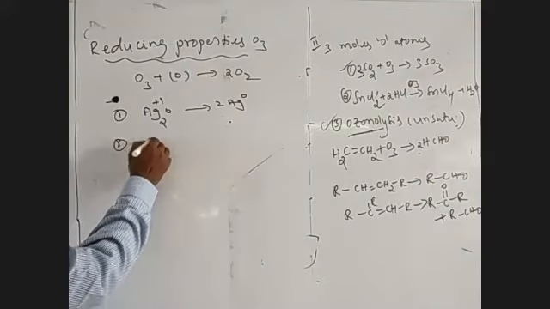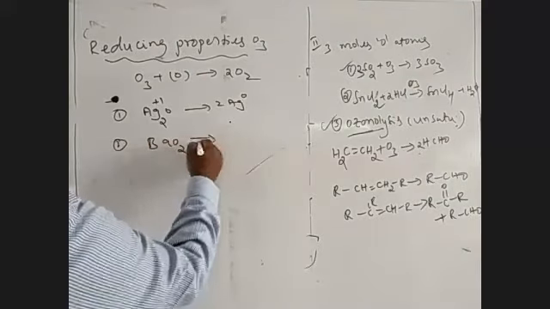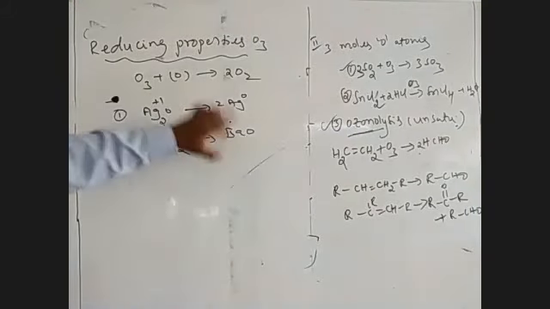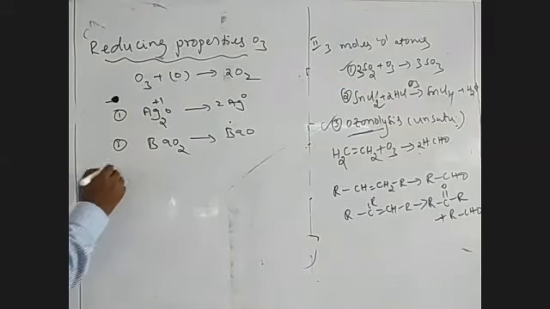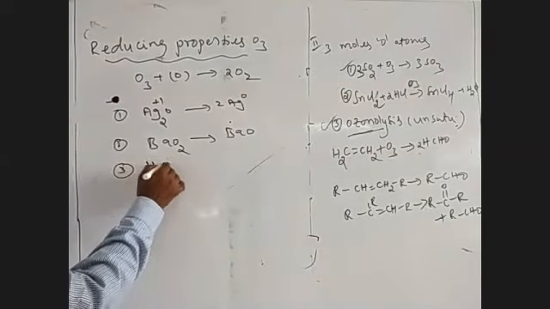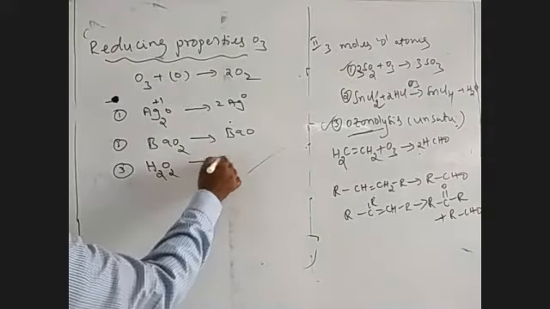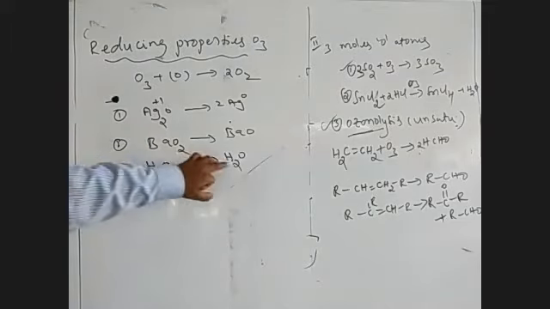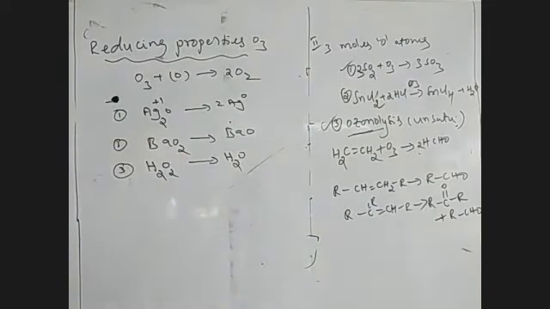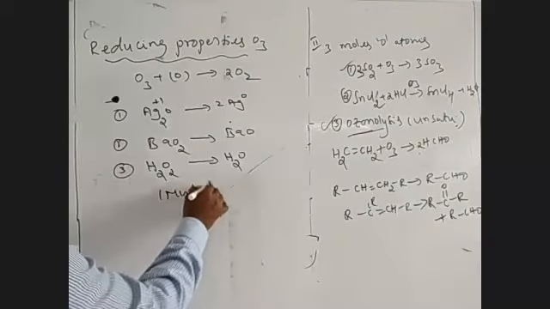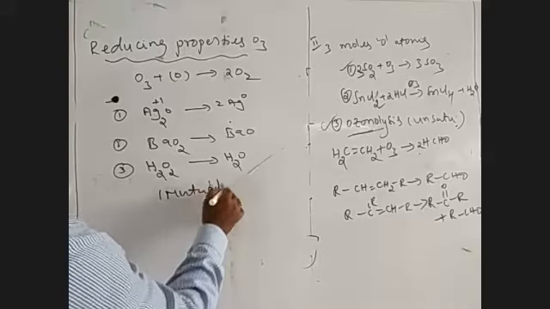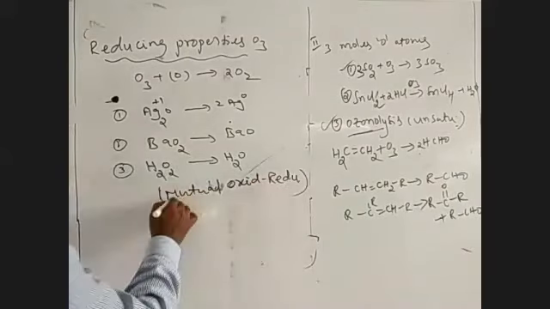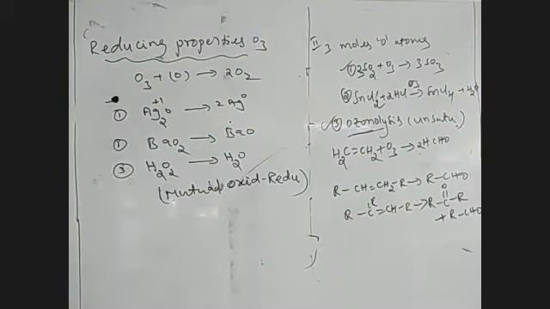In the reducing properties, BaO2 is also reduced into BaO. BaO2 + O3 gives BaO + 2O2. In the third type of reaction, H2O2 is reduced into H2O. In the overall reaction, H2O2 + O3 gives H2O + 2O2. These are examples of mutual oxidation and reduction reactions.